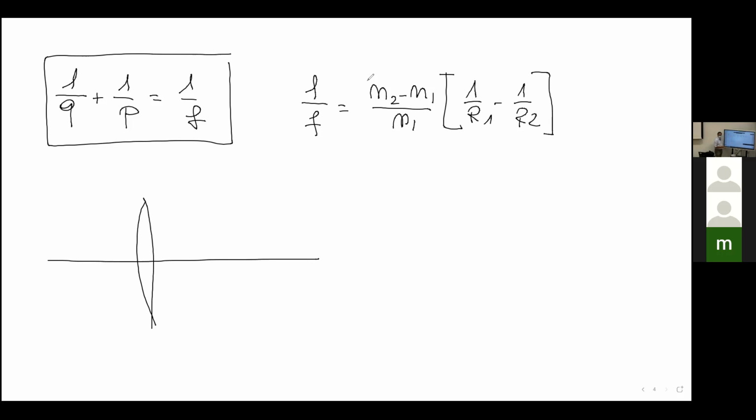Okay, now that tells us how we represent a thin lens. We represent this in such a way where this is n2, this is n1, this is n1, and then we know that if the source is here, the rays will be sent to an image. If you are in the paraxial approximation, this distance is q, this distance is p, okay?